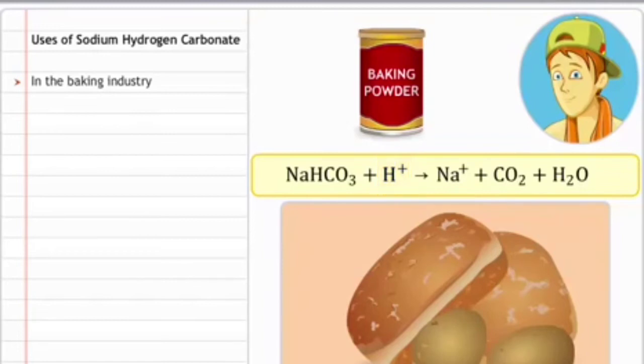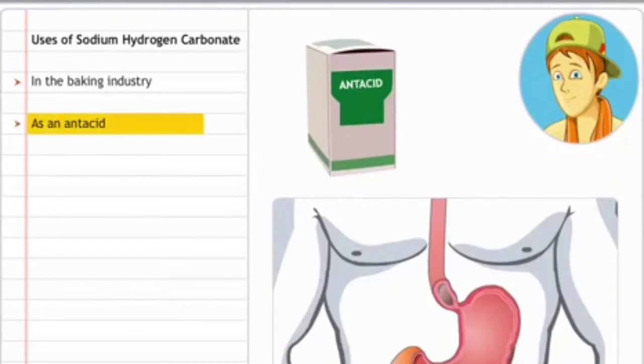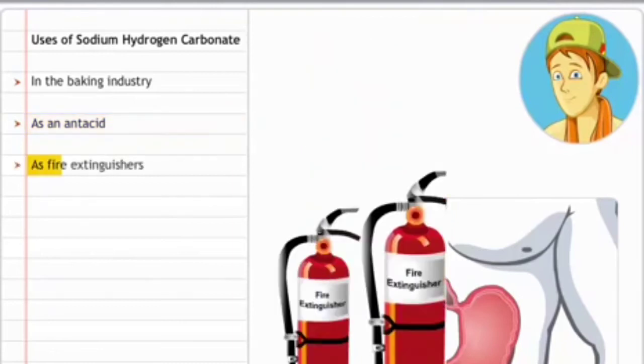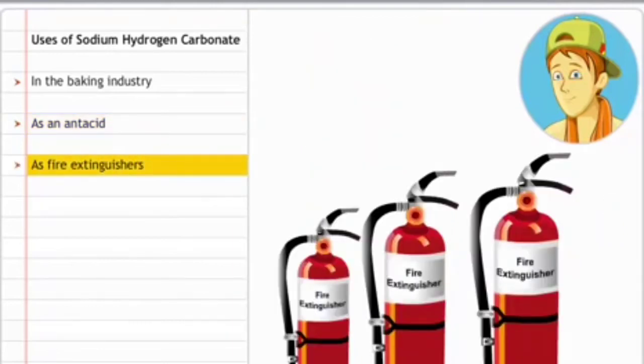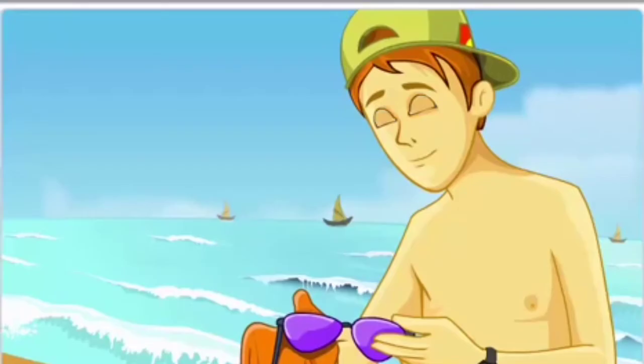So actually this baking powder is a mixture of baking soda and mild edible acid called tartaric acid. Then it is also used as an antacid, which reduces the acidity in our stomach. Then it is a fire extinguisher also. It is used as a fire extinguisher, that is, you might be seeing this in theaters as well as laboratories, etc.